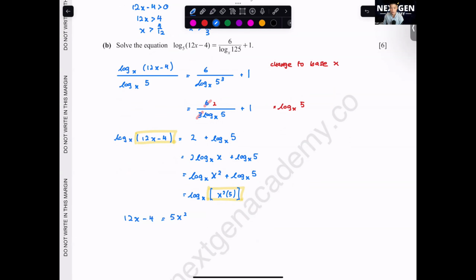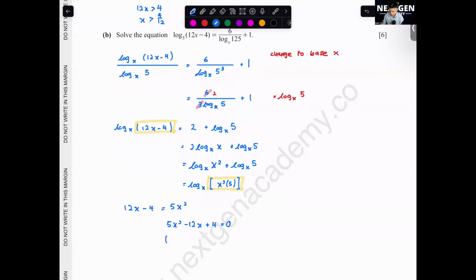Okay, let's solve for this. We make it into a quadratic equation: 5x squared minus 12x plus 4 equals 0. Let's solve this: (5x minus 2)(x minus 2) equals 0. x is 2 over 5, x is 2.